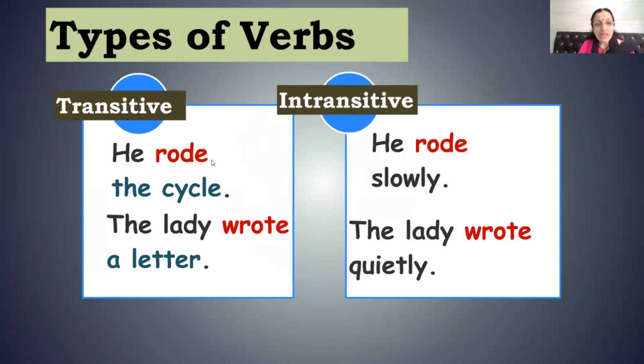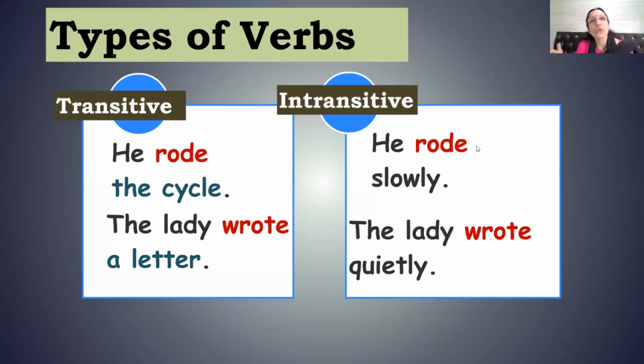So there is an object here. When you ask the question what, the answer comes as the cycle. But if you look at intransitive: he rode slowly. Can you ask the question what? The simple thing is to ask the question. There is no object after the verb. He rode what? There is no object.